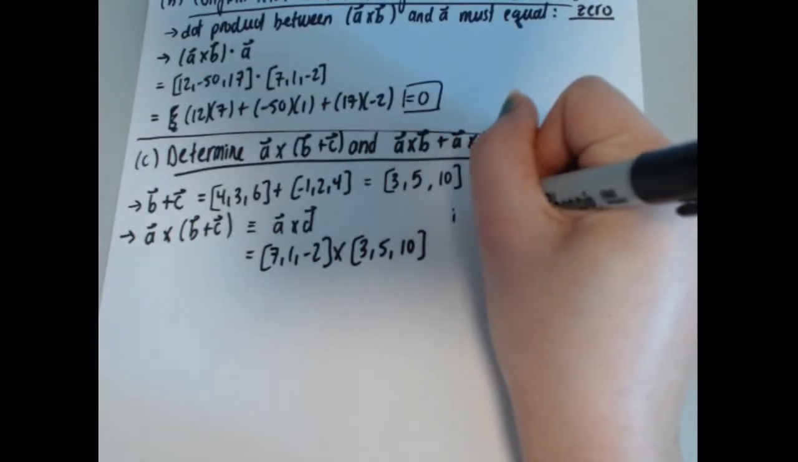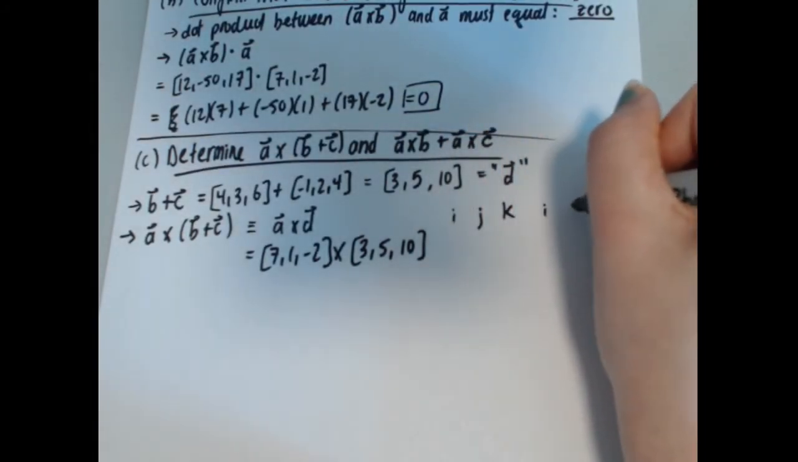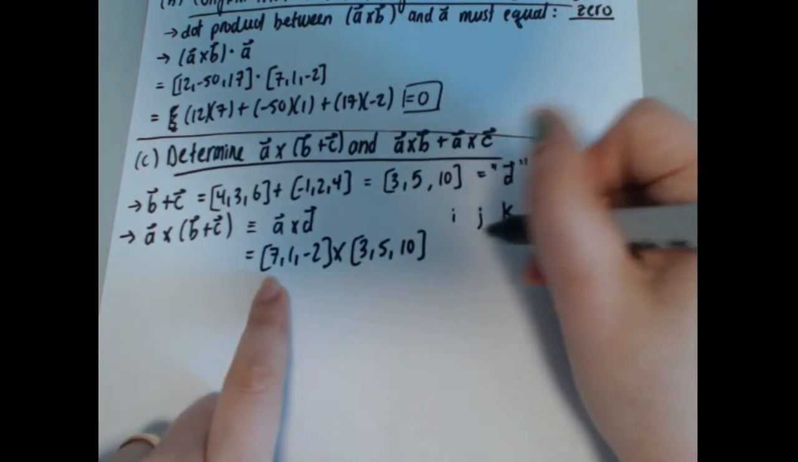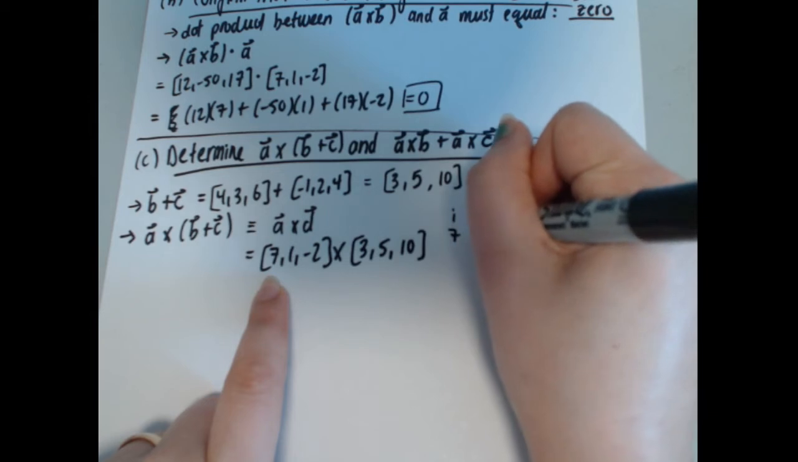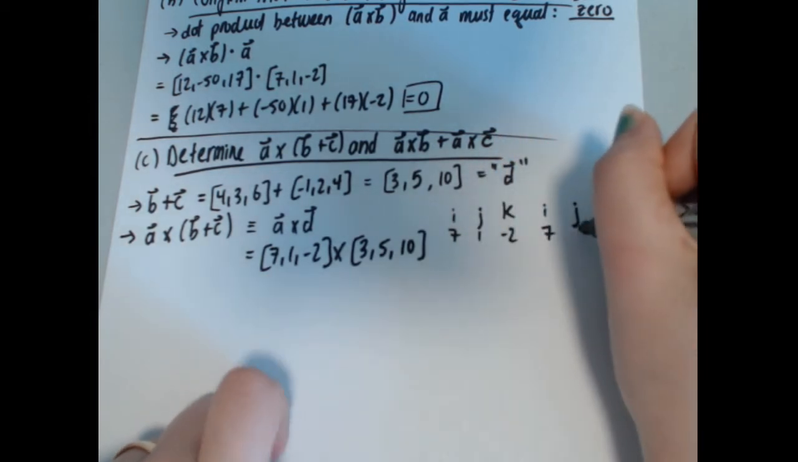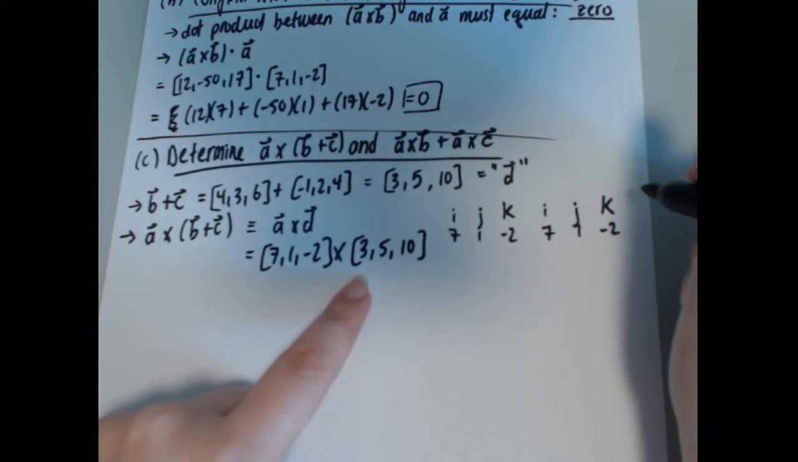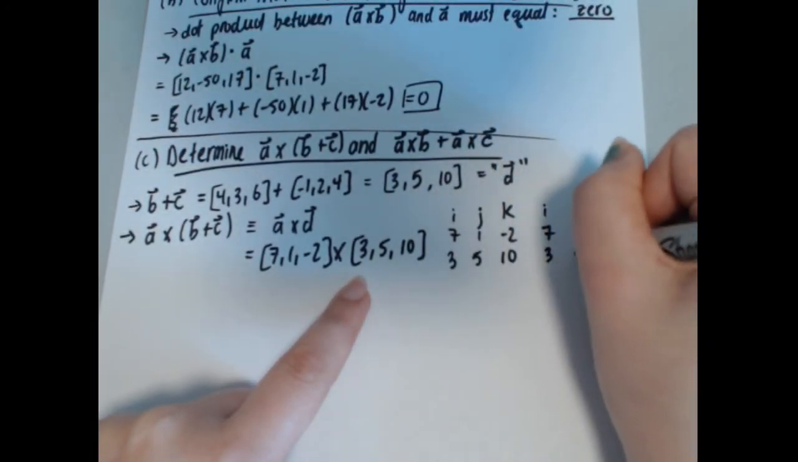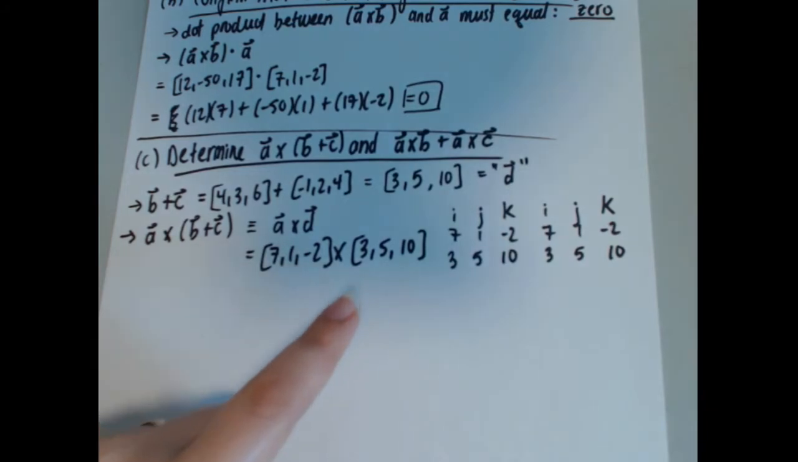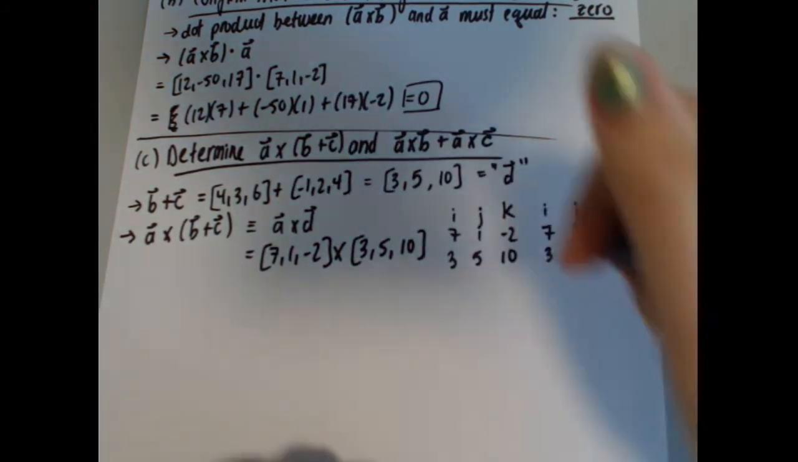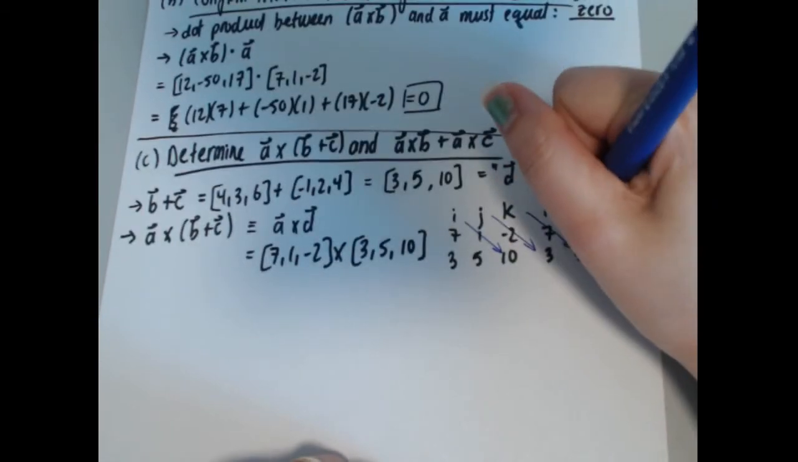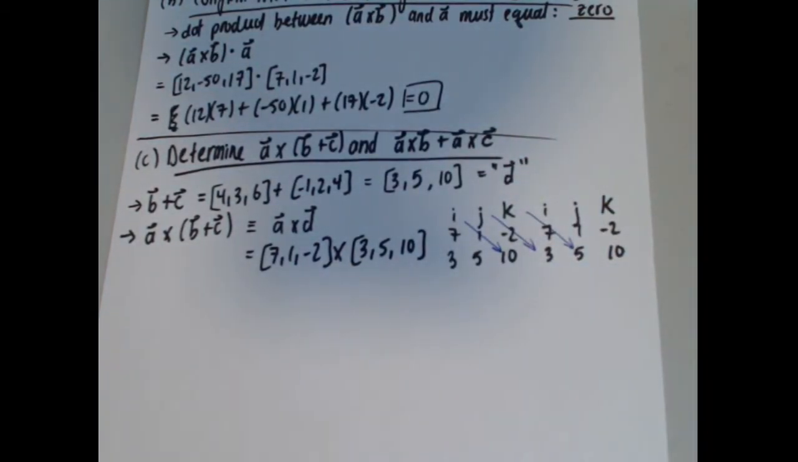So I'm going to put I, J, K, I, J, K. Whatever vector comes first, that gets written in the second row. So that's 7, 1, minus 2, 7, 1, minus 2, and then this one, 3, 5, 10, 3, 5, 10. And at this point, I like to take my colors, and I'm going to start drawing my arrows. Feel free to pause the video, do this on your own, and then you can fast forward the video and see how you did. It's a good practice.